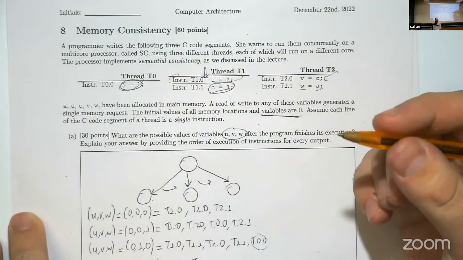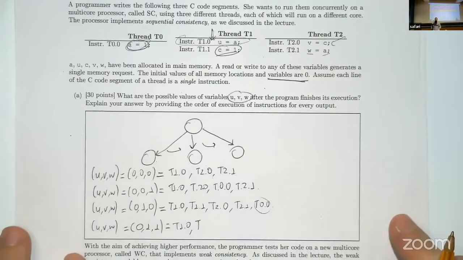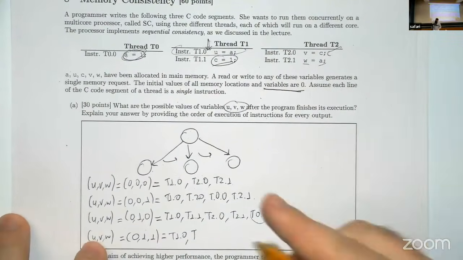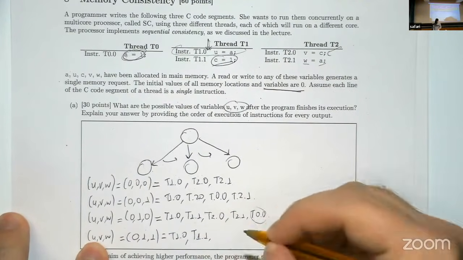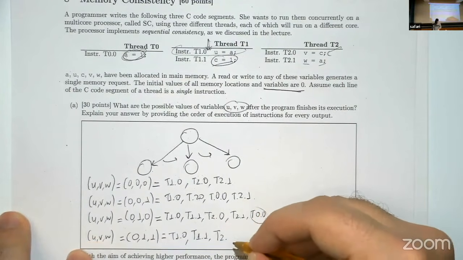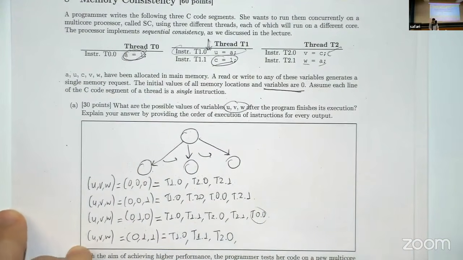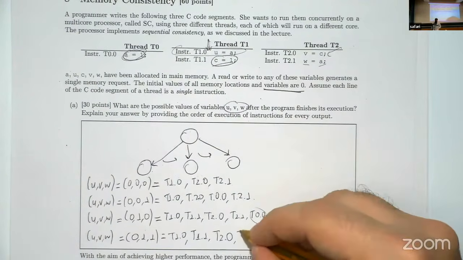What did you say? Sorry. I'm not seeing the last line. Oh. One more. Yes. Yes. And then T2, 0. Okay. And then T0, 0 and T2, 1.